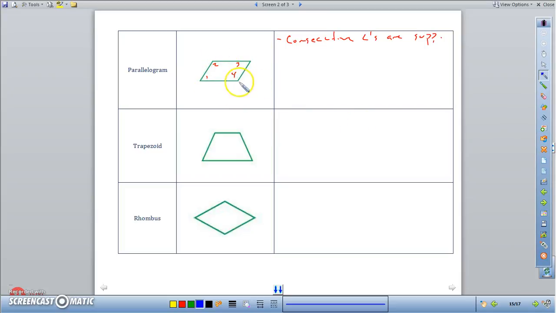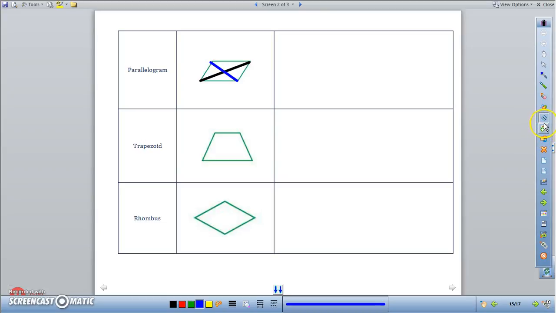And so going in either direction, clockwise or counterclockwise. 2 and 4 would not be consecutive angles. Okay? These are opposite angles, so they're congruent, not supplementary. All right. Moving on to our diagonals. And diagonals go from one vertex to the other. So you've got the black and the blue diagonals here.